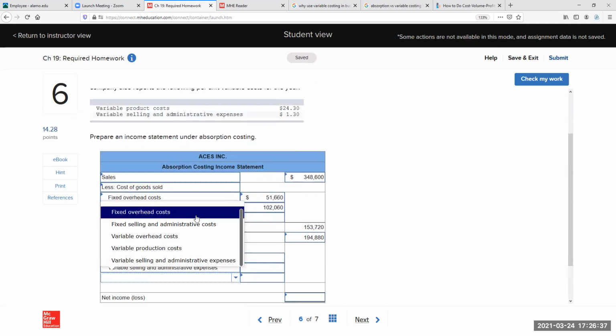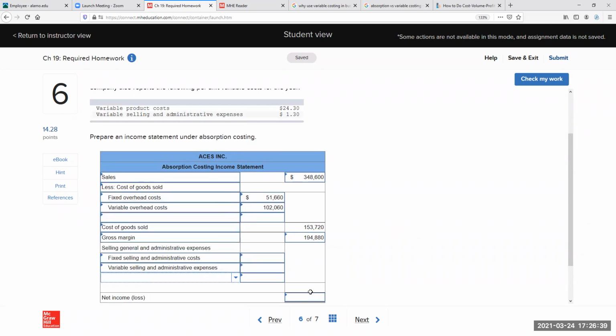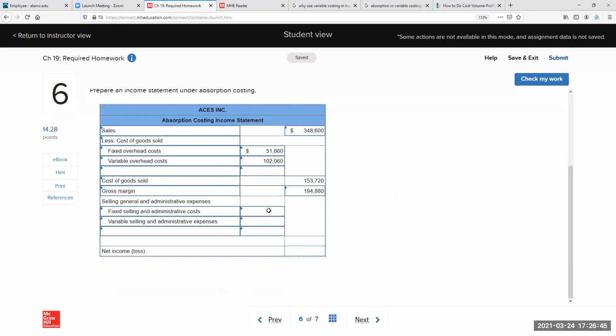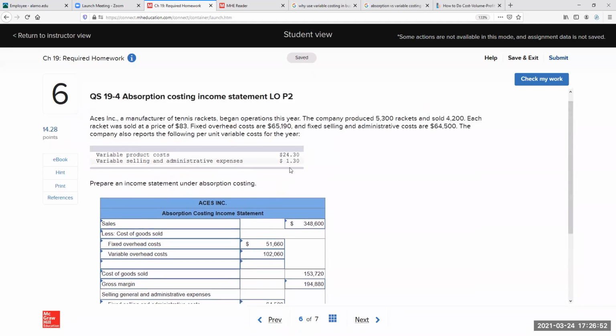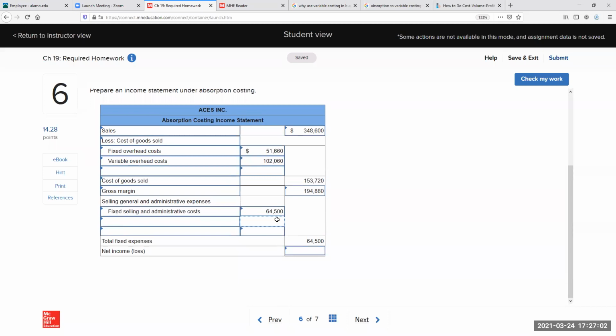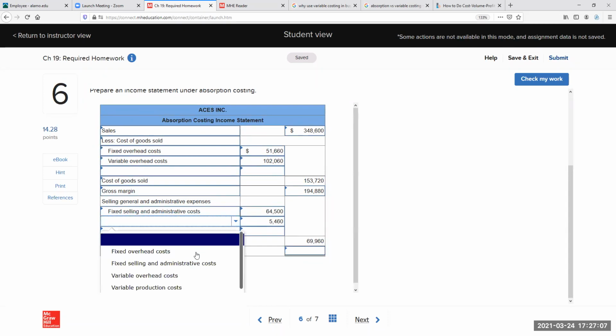This will give me the total cost. Well, I thought it would be there, net income. So let's put the fixed selling. Fixed selling, 64.5. And what about here, the variable selling? The selling is $1.30 times 4,200 sold is 54.60. No, what did I mess up? 64.60. And these are my variable selling.